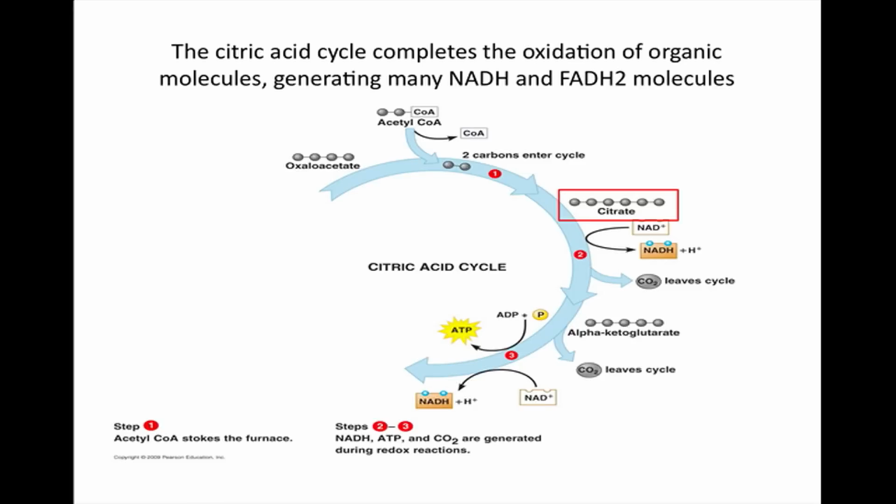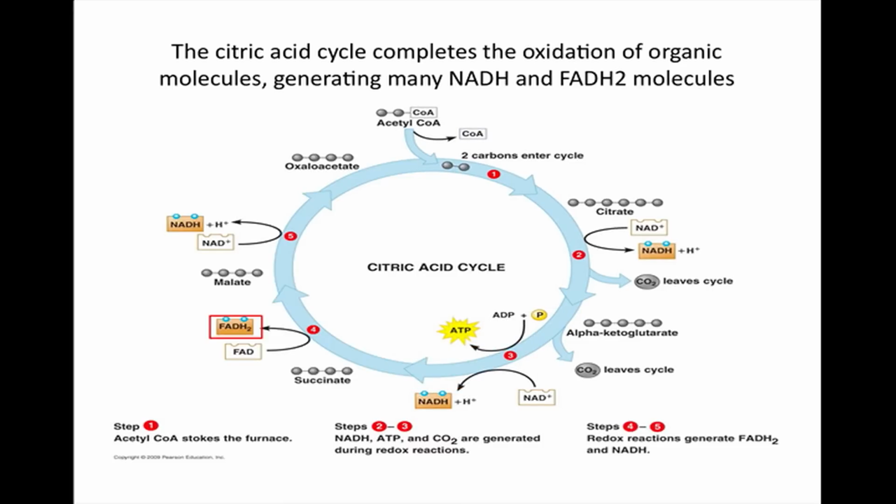At step 2, the citrate is oxidized to form NADH and is stripped to form 2 carbon dioxide molecules. At step 3, ATP and NADH are generated. At steps 4 and 5, FADH2, which is another electron carrier, and NADH are produced. Each turn of the cycle makes 1 ATP molecule by substrate level phosphorylation. It also produces 4 other energy-rich molecules, 3 NADH molecules and 1 molecule of the electron carrier FADH2.